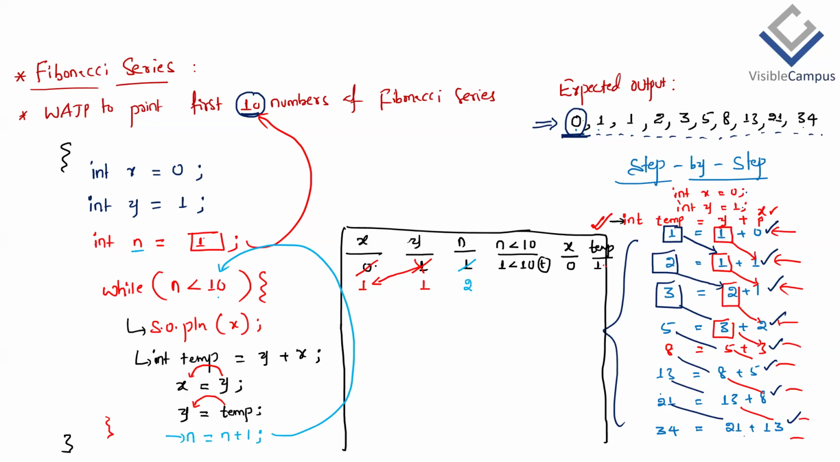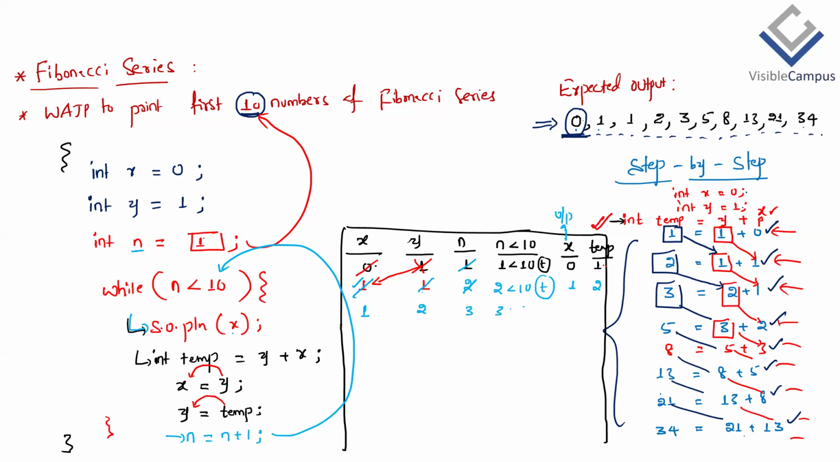This condition means again 2 is less than 10. Correct? True. Then it enters the body and prints the latest x value. What's that? 1 is the output. Then it goes for the next temp value, x plus y. What is 1 plus 1? 2 is the latest temp. The next y value will become x, that's why it is 1. Then the temp value will become y. It will become 2. Then n becomes n plus 1, becomes 3. Then it goes for the condition check.